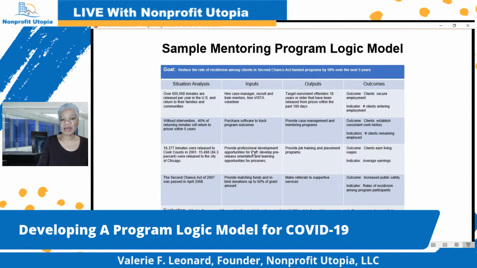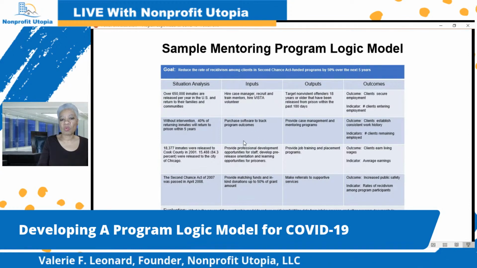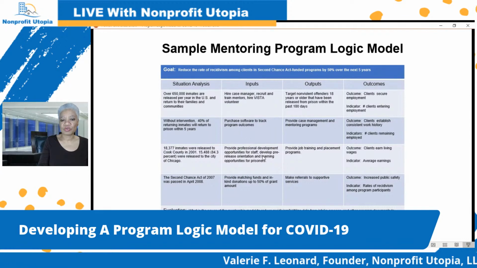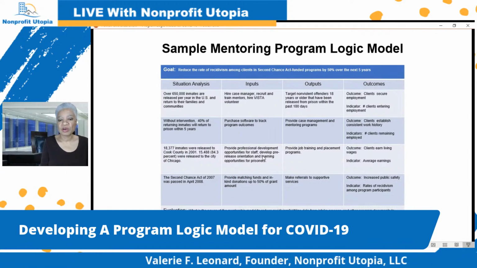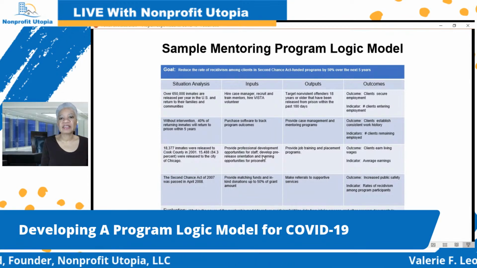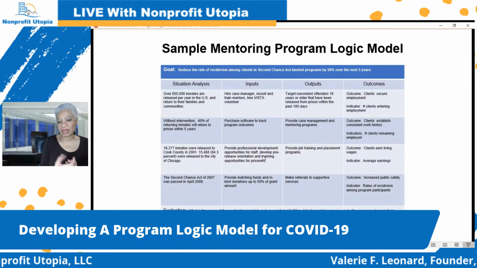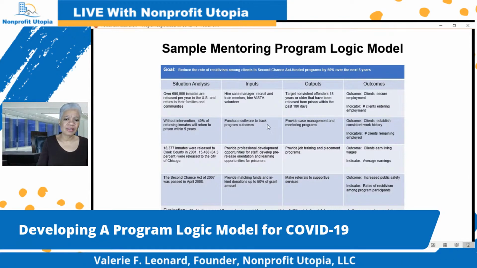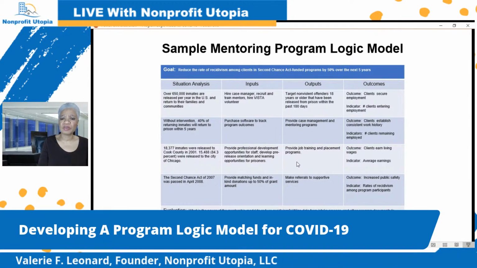And when we look at what it is that we need, we need to hire a case manager. We need to also buy software so that we can track our programs. We need to train people, train our staff, and develop pre-release orientation for the people who are coming into our program. And we need to make sure that they're matching funds. I said I wasn't going to read all of this, but I think I do need to.